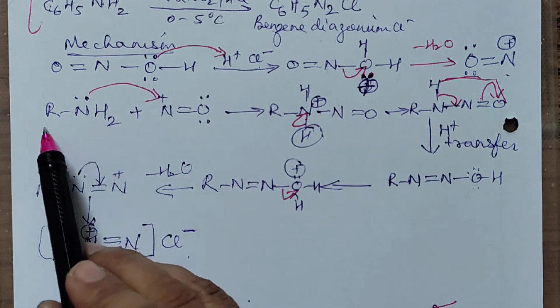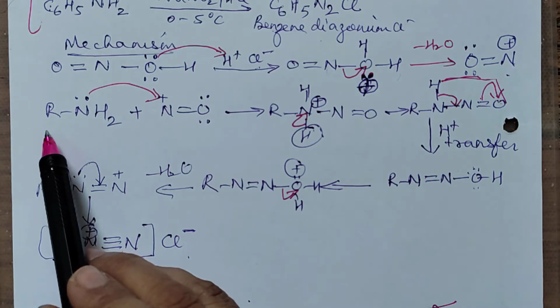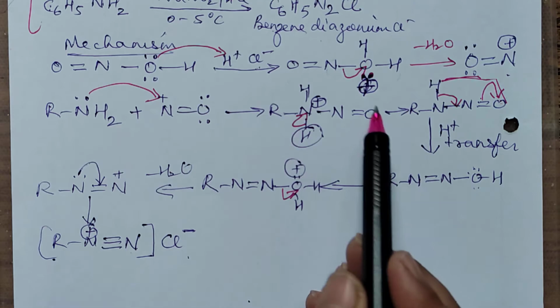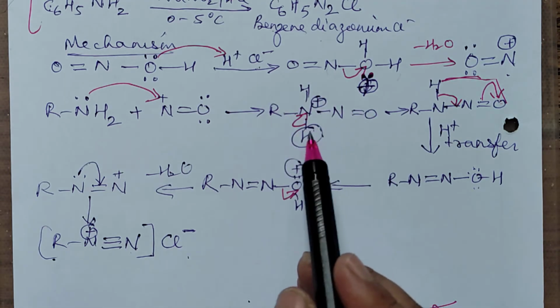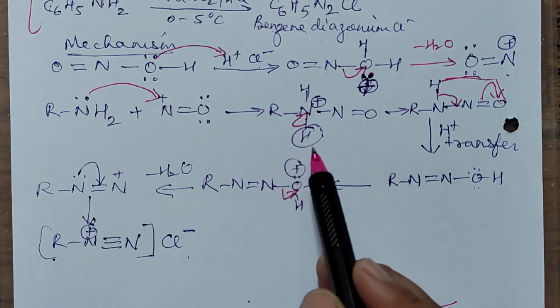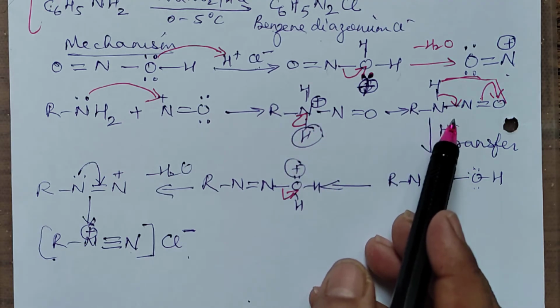That electrophile now attacks the amine. It will take the lone pair of electrons from here and will form this species. Now this H plus will come out. It is coming out from here. When it comes out, you will get this species.